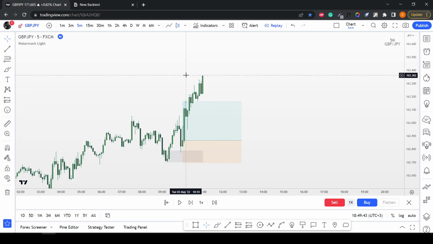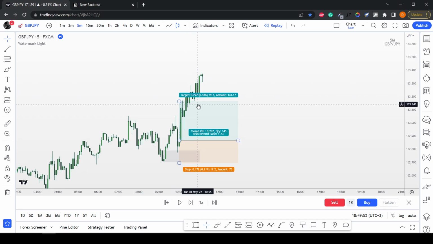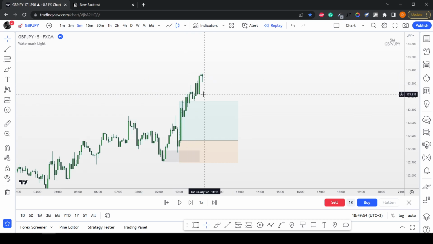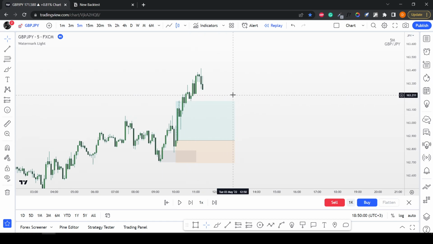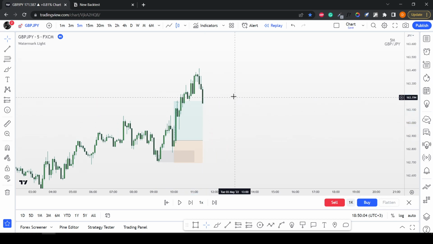Later I will analyze and record how much it ran afterwards. So we'll keep it below this low. I can trail it, of course, below this impulse, but we'll give it a bit more room. Yeah, and this is my exit, and now I will record this trade.